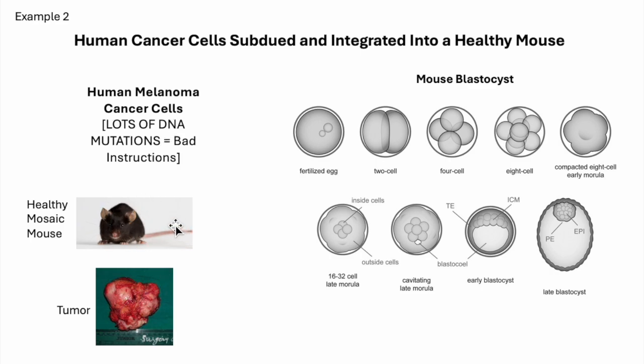So this was amazing because it showed that something very special happens in the embryonic environment, such that it can even subdue very damaged DNA with broken instructions, right? And even cells that have damaged instructions can end up behaving normally.